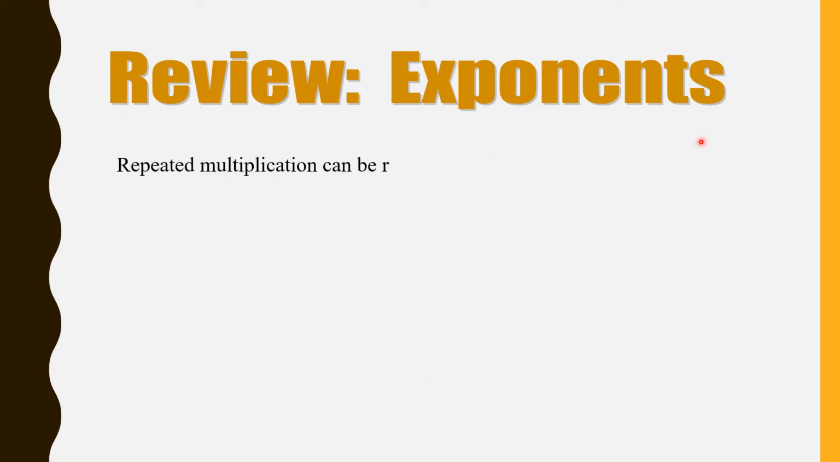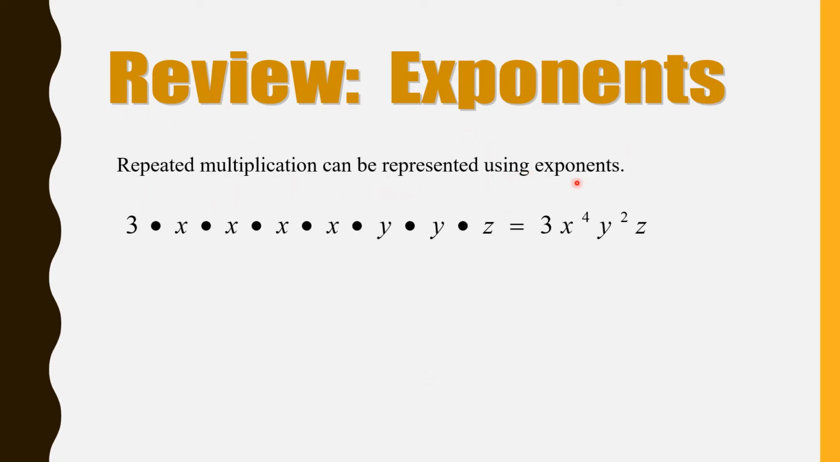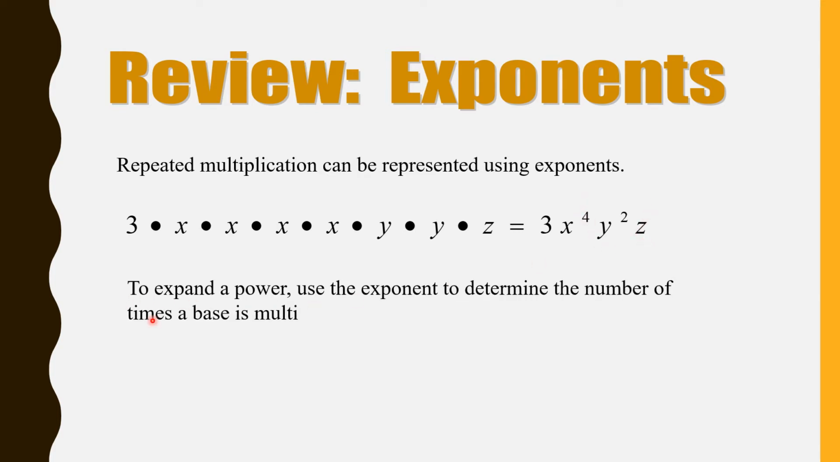So let's review exponents. Repeated multiplication can be represented using exponents. So 3 times x times x times x times x times y times z is equal to 3x raised to 4 y squared z. To expand the power, use the exponent to determine the number of times the base is multiplied by itself. So x cubed means x times x times x. Okay, three x's. Okay?